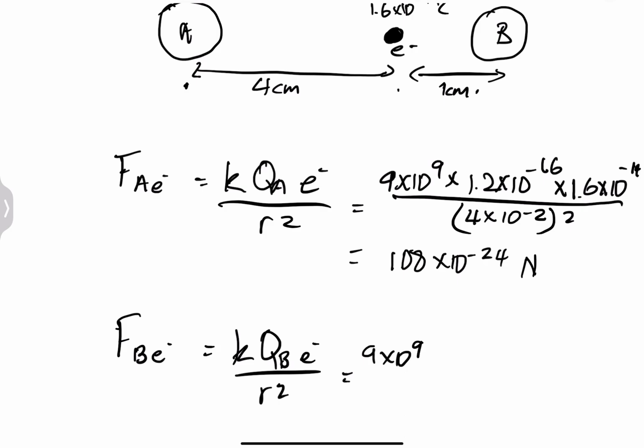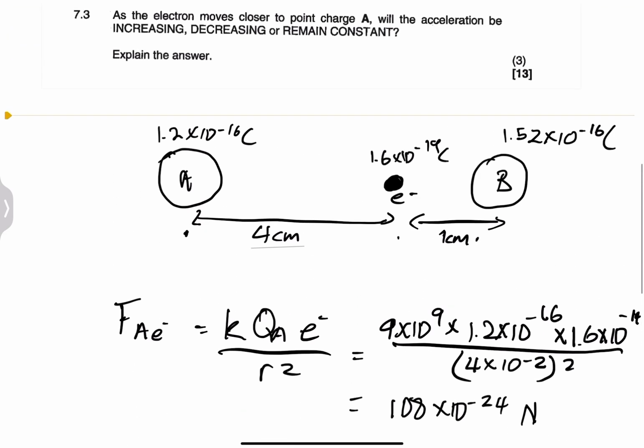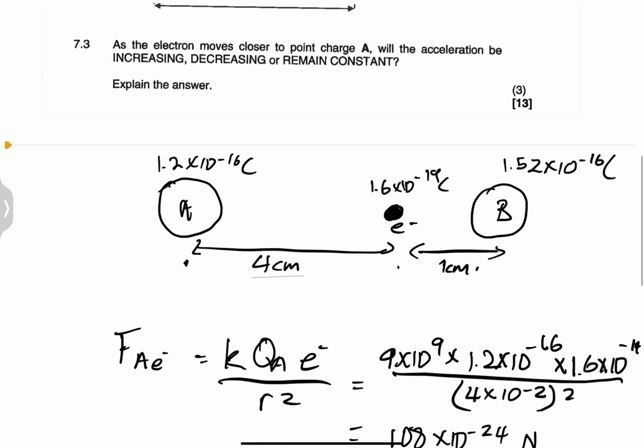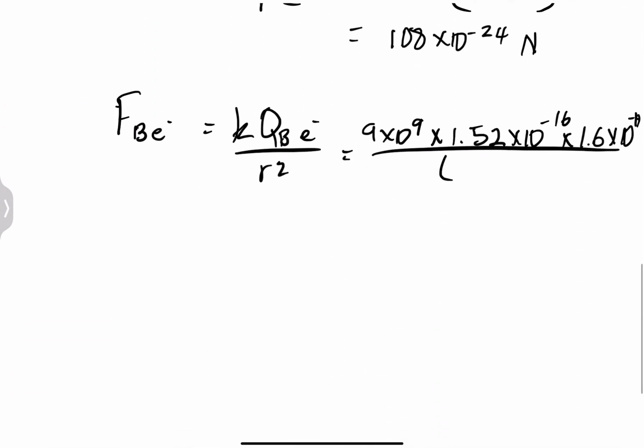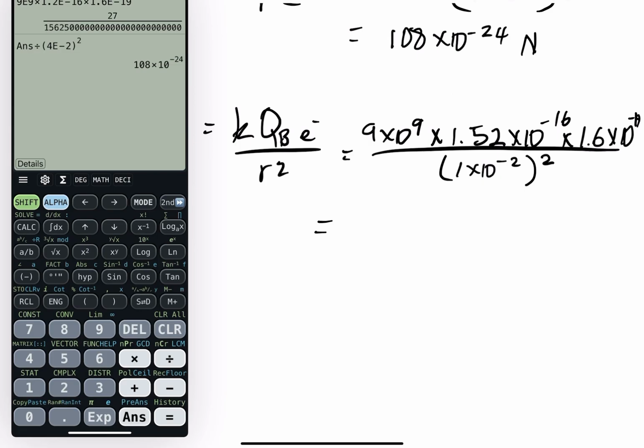So again, Coulomb's constant, we've got 1.52 this time, times 10 to the minus 16, and the unit charge of an electron, that's negative 19. Okay, and this is divided by, now note in this case the distance between that electron and charge B is 1 centimeter, right? So that would be 1 times 10 to the exponent negative 2, and this is squared. So we kind of do the same thing.